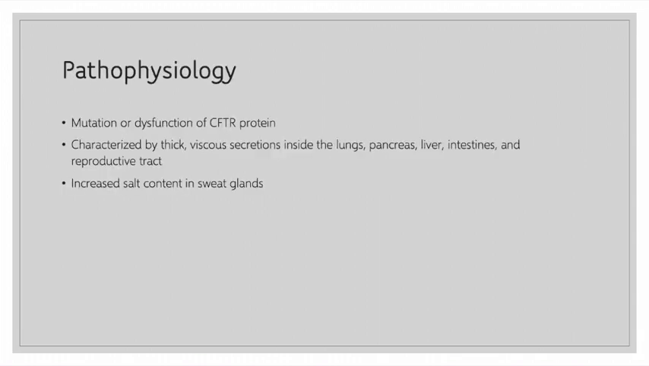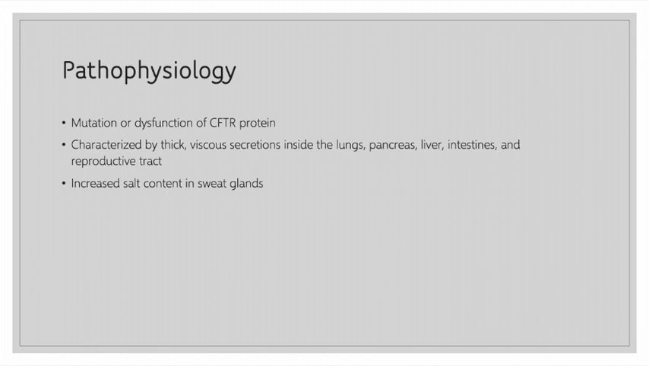So the pathophysiology. Cystic fibrosis results from the mutation or dysfunction of the protein cystic fibrosis transmembrane conductive regulator, or CFTR for short. And so, what this protein does is it allows for the transport of chloride ions across the epithelial cell membrane. So, essentially, what that means is that the mutation causes thick, viscous secretions inside of multiple organs, such as the lungs, pancreas, liver, intestines, and the reproductive tract.